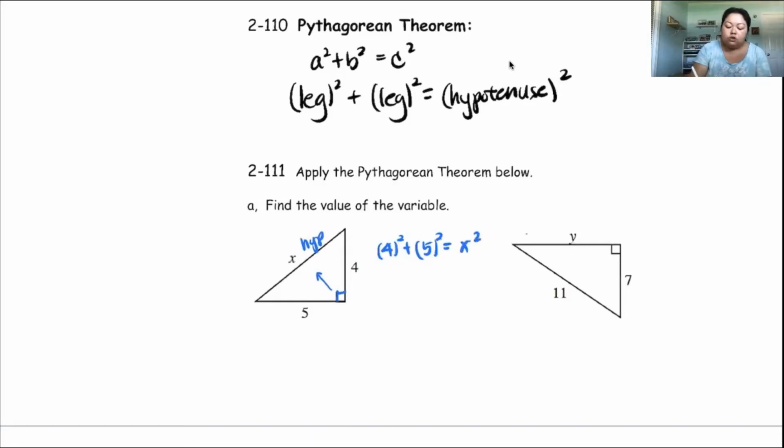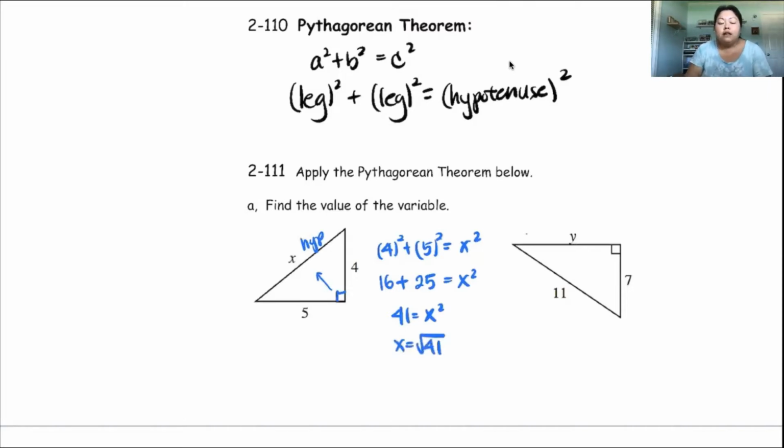All right, so 4 squared is 16, plus 5 squared is 25, must equal x squared. So you get 41 equals x squared. And because now you got to figure out what x is, you're solving for x and not x squared, so square root both sides, you get x is equal to square root of 41.